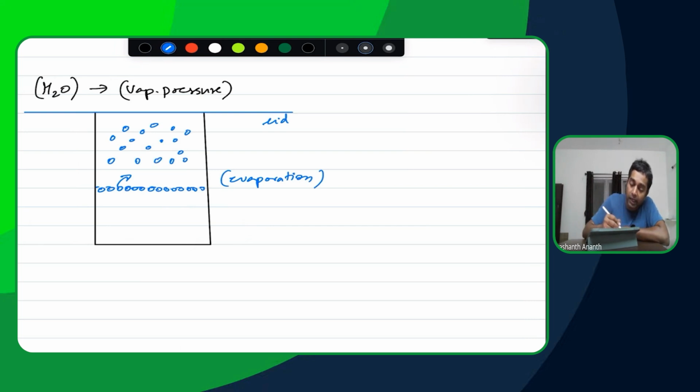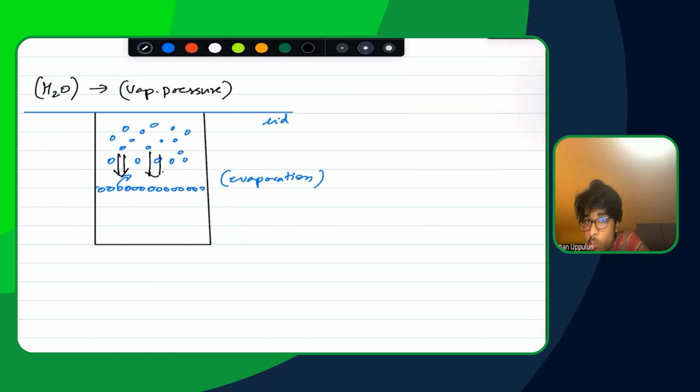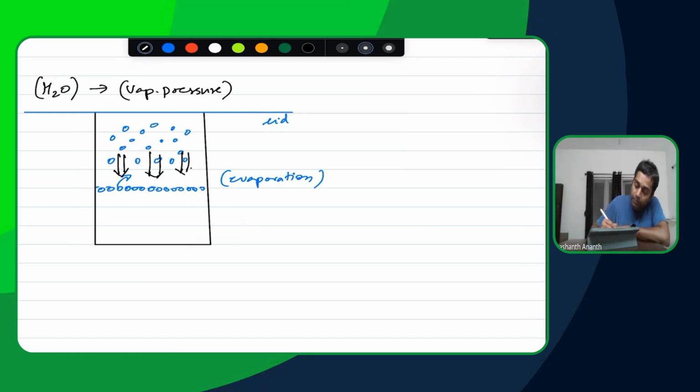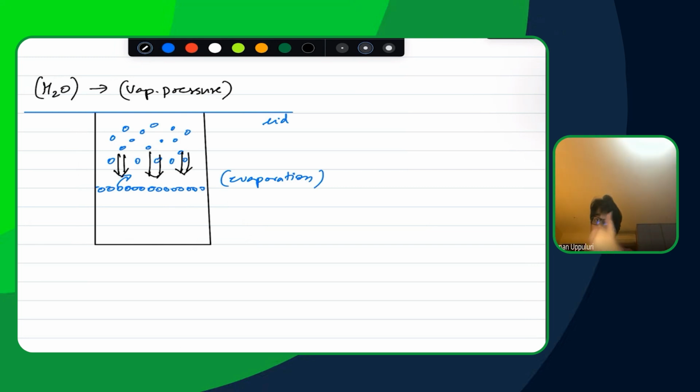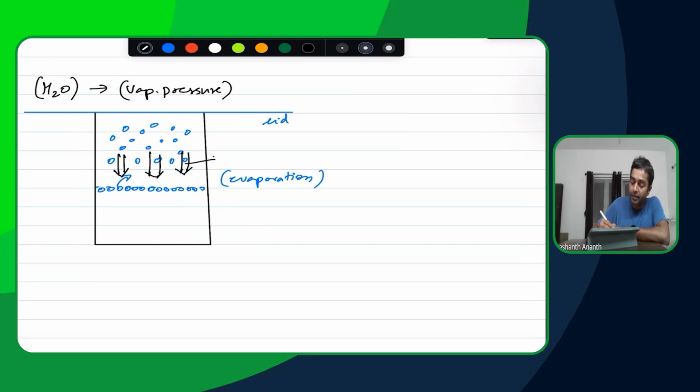When they get collected up on top of the liquid, these gas molecules or water vapor molecules now start exerting a pressure on top of the liquid surface. That pressure that they exert is basically what is going to be called vapor pressure.